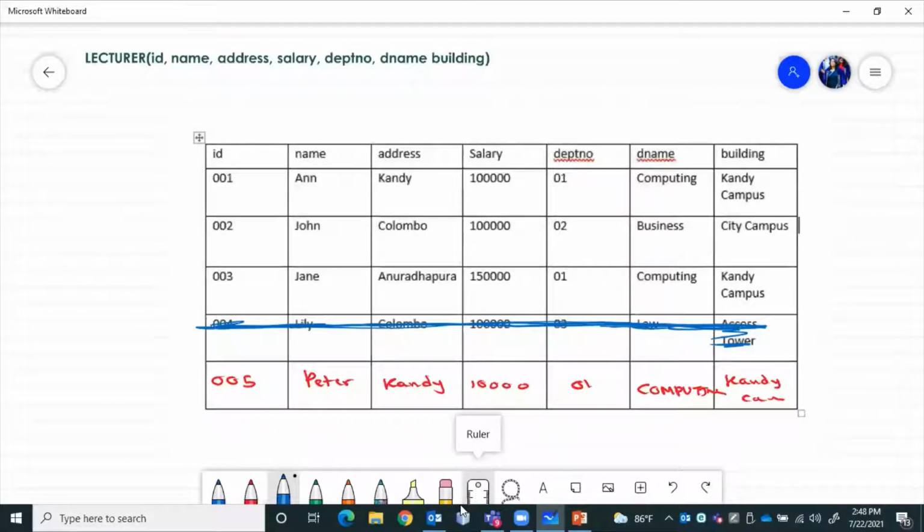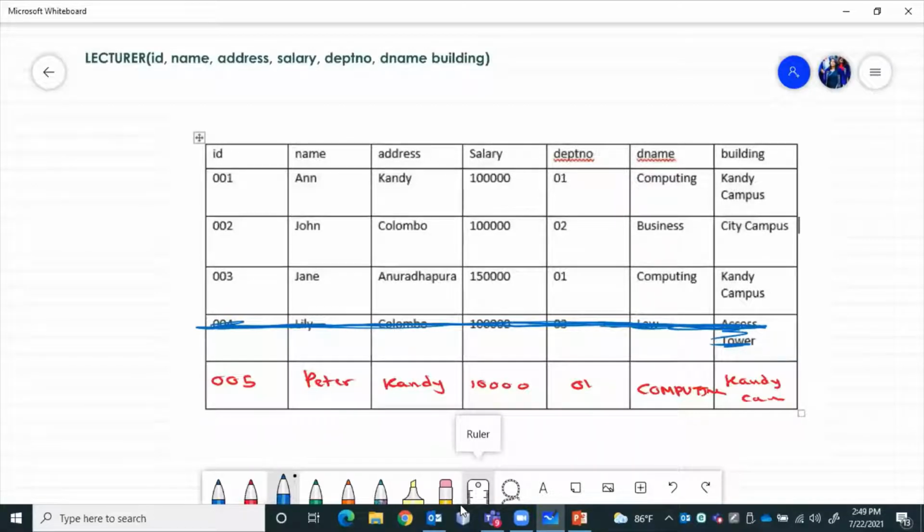And let's say, what is the update anomaly? Let's say this department, the computing department, is inside the Candy campus. Let's say now the organization has changed the location of this Candy campus. They have changed the location and renamed the building. They have gone for another building, let's say Peradeniya. Now they want to name it as the Peradeniya campus, or the new city campus, something like that.